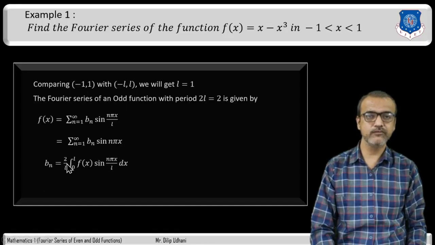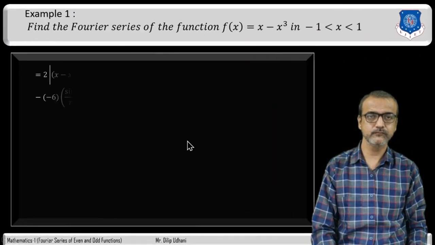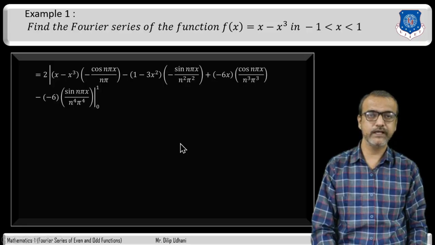The formula of bn is 2 by L, integration from 0 to L, f of x sin n pi x by L dx. Now here in this expression, replacing L by 1, we have 2 by 1 is 2, and integration from 0 to 1, and f of x equals x minus x cube, sin n pi x by 1, so it is sin n pi x dx. Now we have to integrate this function, that is x minus x cube into sin n pi x dx, and we will apply the Bernoulli formula.